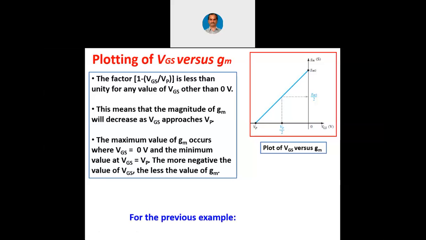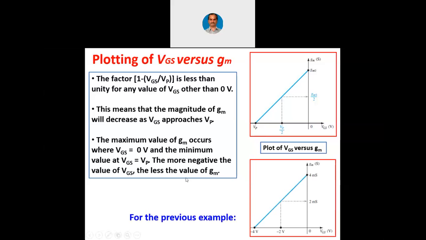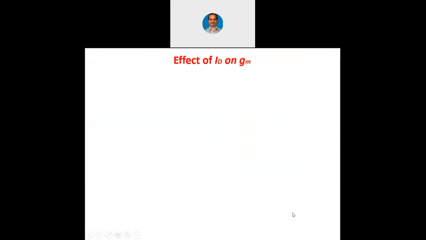So, for the previous example which we had worked out, we can see that here GM is 4 millisiemens when VGS is 0 and GM is 0 when VGS is minus 4 volts. So, that way we can have a plot of GM versus VGS.